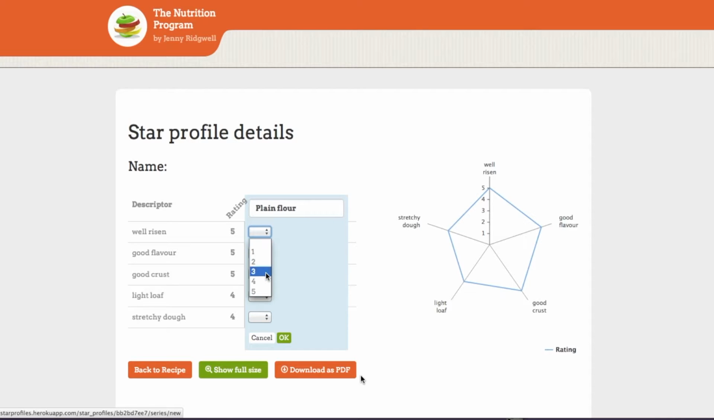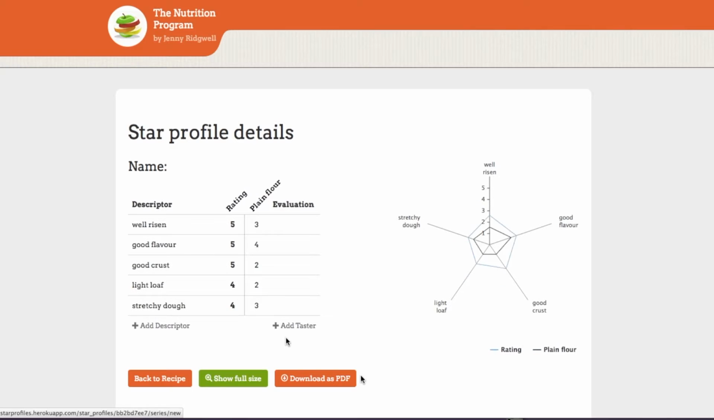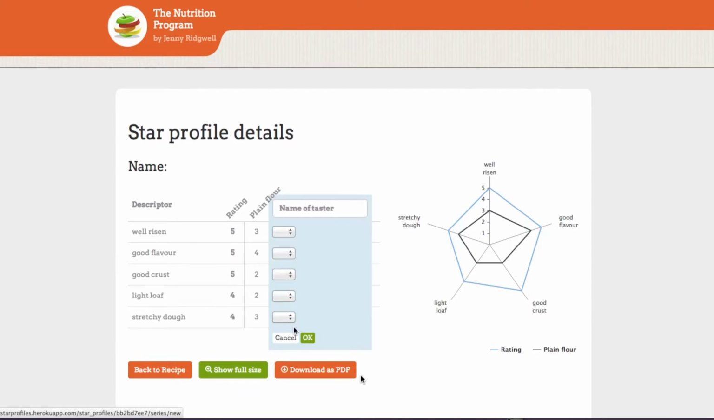Was it well risen? Well, it's not normally as good as strong flours. Did it have a good flavour? 4 out of 5. Good crust? No, because it's not really suitable. Was it a light loaf? Not really. Was the dough stretchy? No, because it hasn't got as much gluten as strong flour.